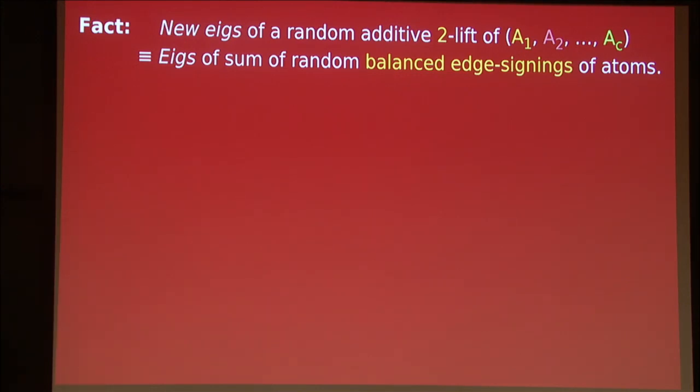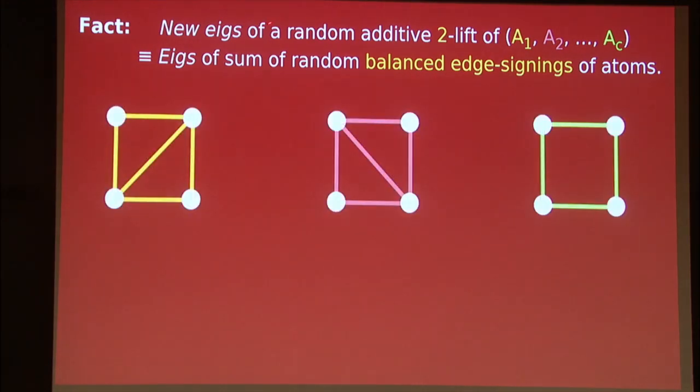Basically, if you imagine an additive two-lift, for every edge you get either the identity permutation on two elements or the transposition on two elements, and then you make these little two-fold lifts. It's just that instead of using the identity and the transposition, we'll use the real numbers plus and minus, and it's basically the same. So what is a balanced edge signing of atoms? The balance refers to the fact that you don't give an arbitrary edge signing. It has this property that if you take the product of the signs around any cycle, you get one.